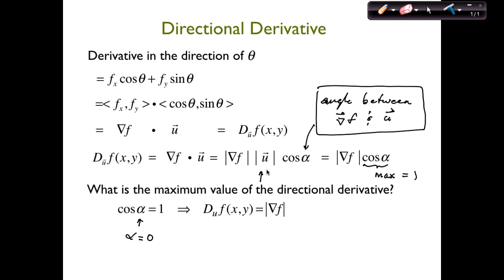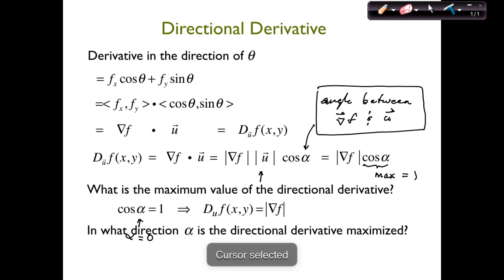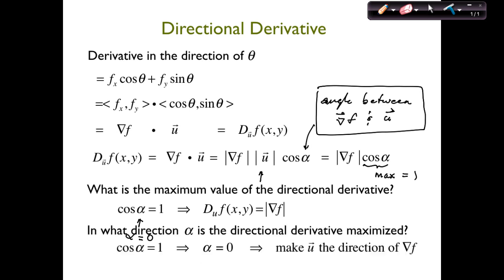If I want that angle to be 0, I'm going to choose my u to be the same direction as the gradient. See that? So this maximum rate of change is all about the gradient, right? The value of the max rate of change is the magnitude of the gradient vector. And the direction of that max rate of change is the same as the direction of the gradient as a vector.